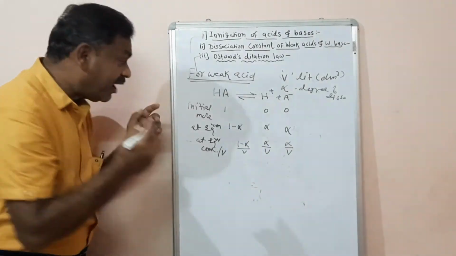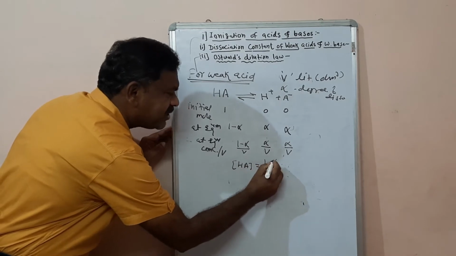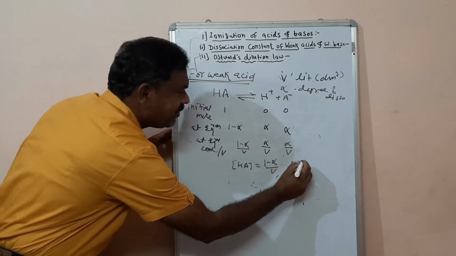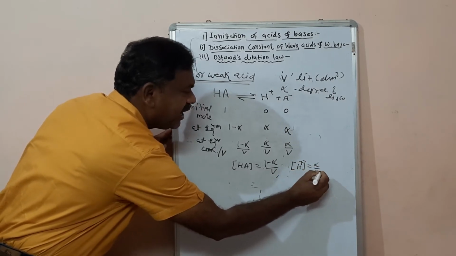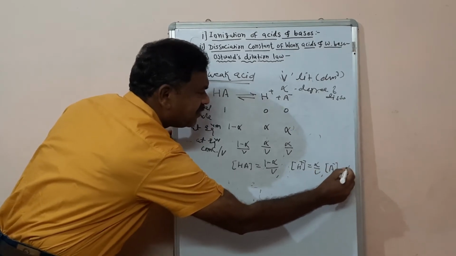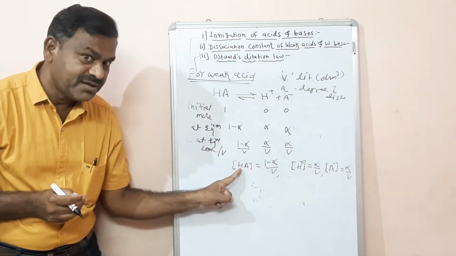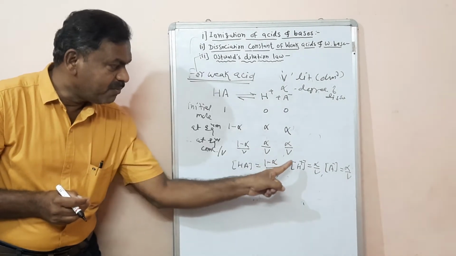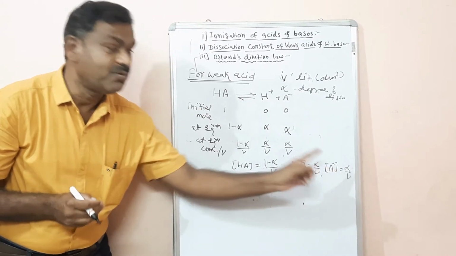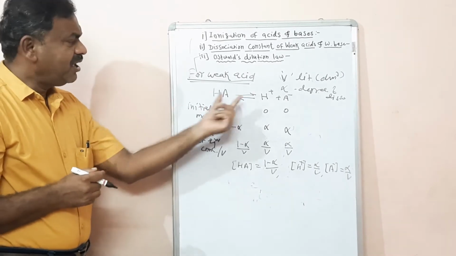Therefore, the molar concentration of HA is equal to 1 minus alpha upon V, the molar concentration of H plus is equal to alpha upon V, and the molar concentration of A minus is equal to alpha upon V. These are the values. Now this is the reaction.